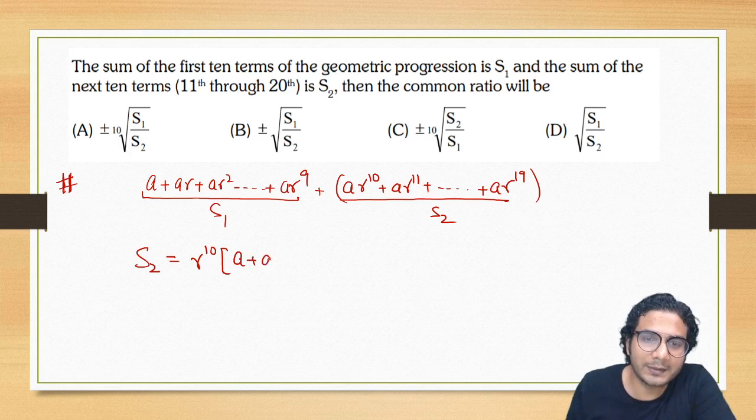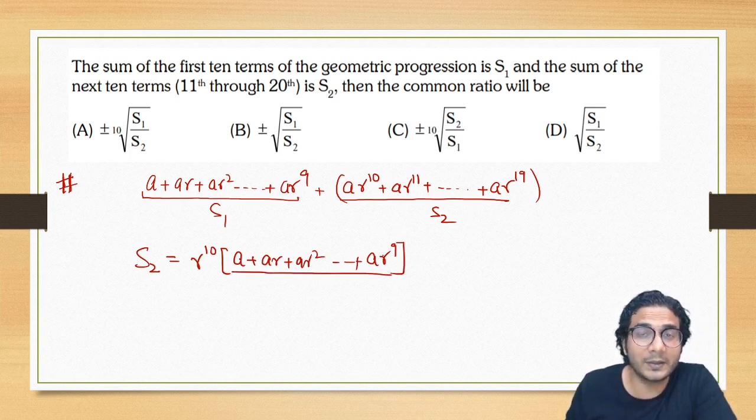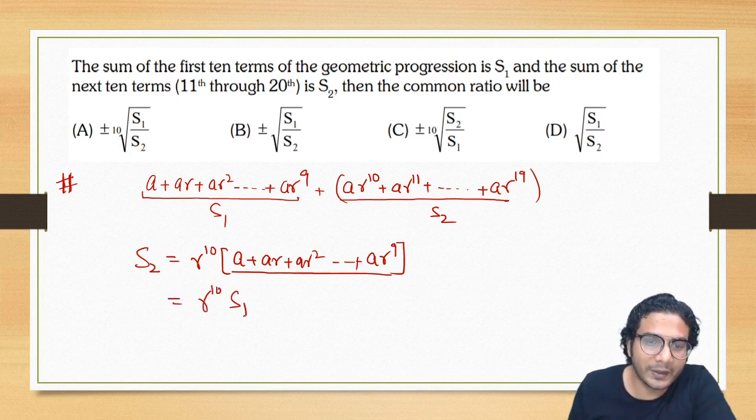It is A plus AR square and so on. Just write the last term, it is AR raised to 9. Can you see this is nothing but S1? That means you don't need to write the summation of S1 and S2 directly, then you can figure it out. So it was very easy. So R raised to 10, it is now S1, this is now S2. So R raised to 10 is equal to S2 upon S1.